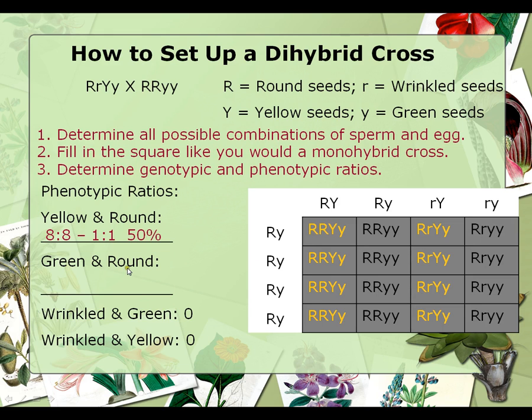Let's count the green and round peas. Here they are, 1, 2, 3, 4, 5, 6, 7, 8. Once again, our ratio is 8 to 8. Reduce it to 1 to 1, and we have 50%. We know just by looking at the chart, because all the boxes are shaded, we will have no wrinkled peas, green or yellow.